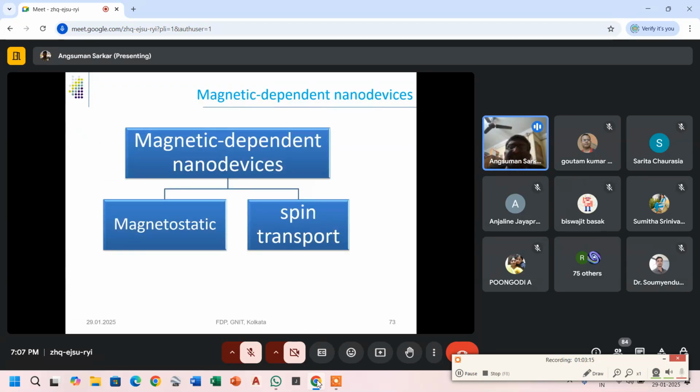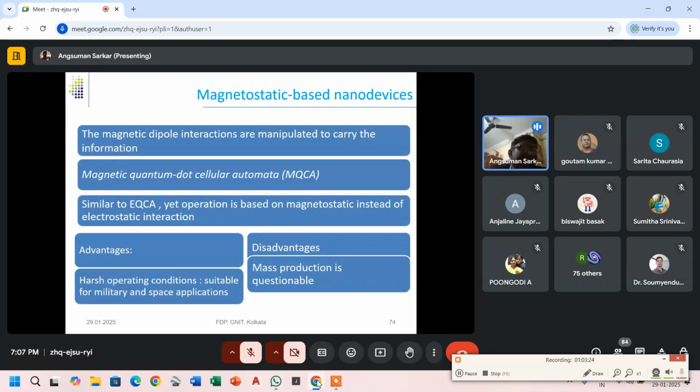Let us talk about some magnetic dependent nano devices. Magnetic dependent nano devices can be classified into two types: magnetostatic-based devices and spin transport-based devices. One is called MQCA, like quantum dot cellular automata for electrostatic-based nano devices. So the alternative structure is MQ-based CA. But again, the major problem is mass production. The mass production of MQCA-based devices is questionable. The advantage is that they can operate in very harsh operating conditions, suitable for military and space applications, but mass production is the disadvantage. So this is about MQCA.